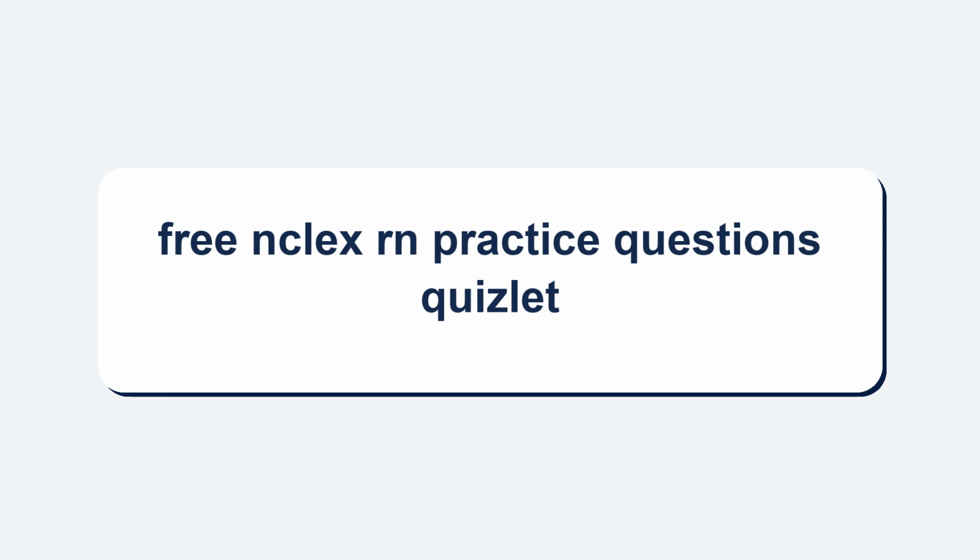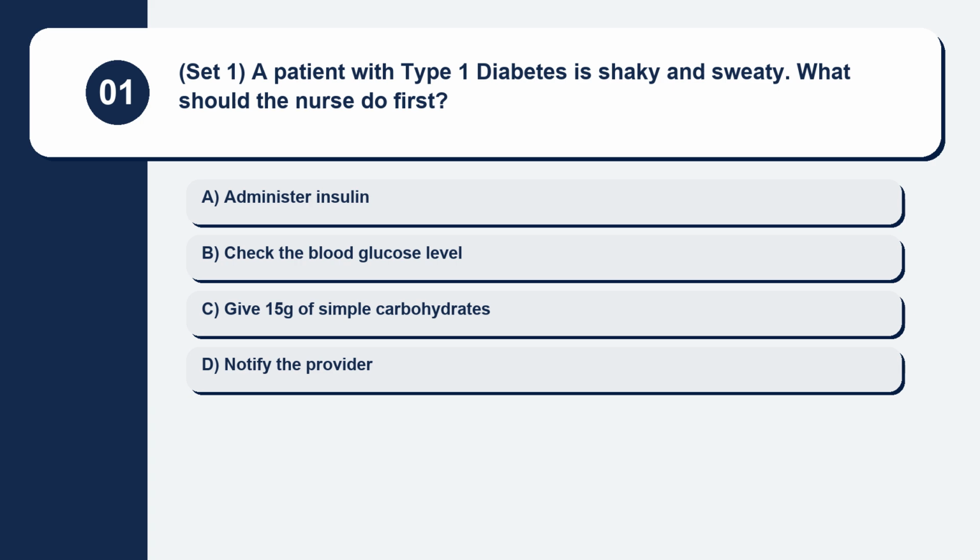Free NCLEX RN practice questions, Quizlet. Question 1, Set 1. A patient with type 1 diabetes is shaky and sweaty. What should the nurse do first?